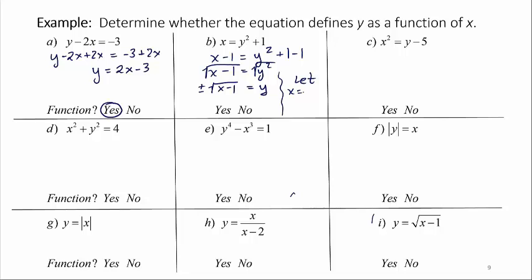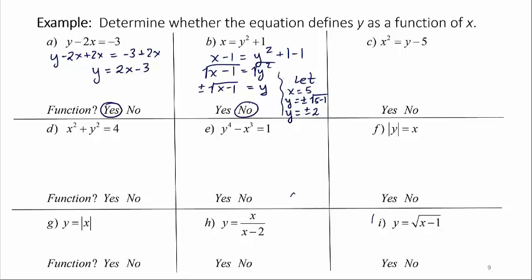So for example, let x equal 5. Then y would be equal to plus or minus the square root of 5 minus 1. 5 minus 1 is 4, and the square root of 4 is 2, so you'd have y equal plus or minus 2. So that means for the given value of x, we have two different values for y, both 2 and negative 2. So I would say no, this is not a function.